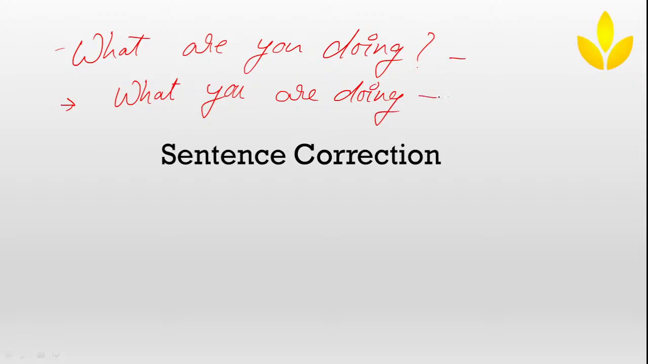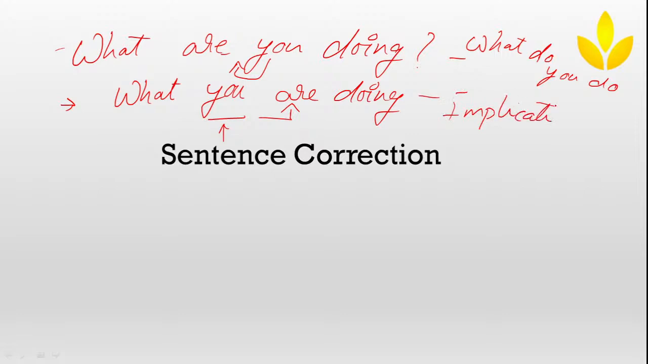It has two different meanings. This is what do you do, as simple as that. But when I bring the subject forward, swap places with the verb, it is going to talk about some implication. So where we are going to use a question, where we are going to assume things, basically you need to know all this.